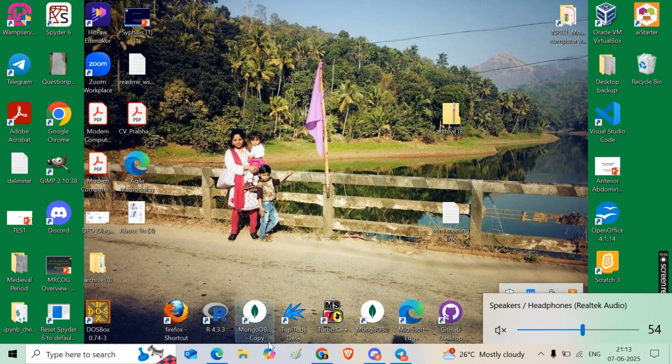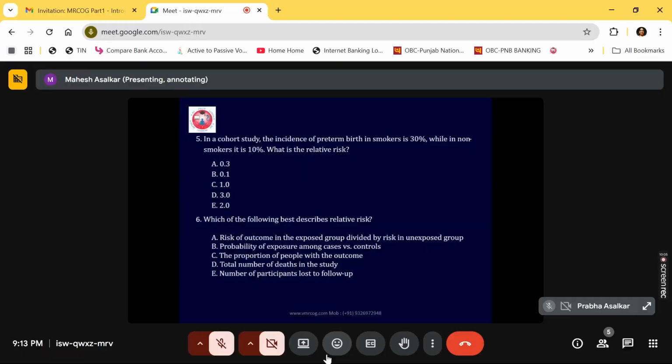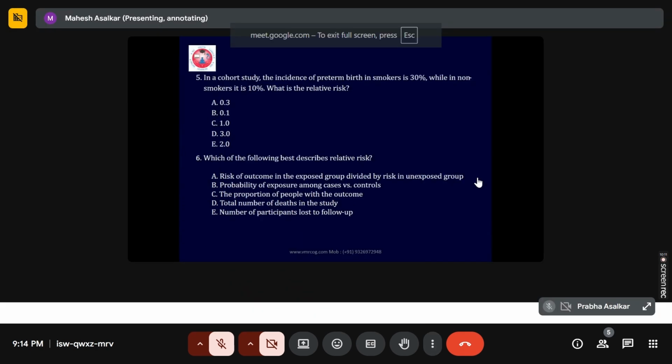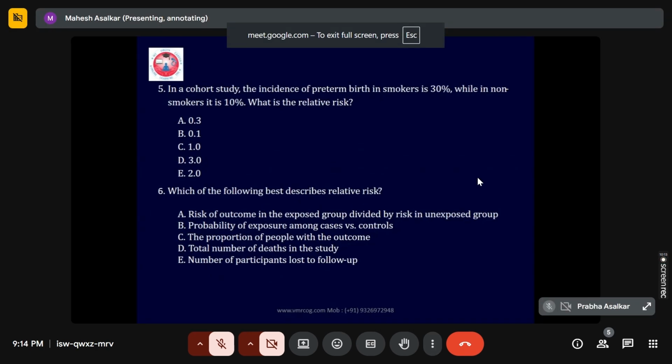Now next question. Yes, sir. Question 5. In a cohort study, the incidence of preterm birth in smokers is 30%, while in non-smokers, it is 10%. What is the relative risk? Sir, it is 3%. Option D. I won't say the answer is correct. Option D, it will not be 3%. It is actually just a ratio.